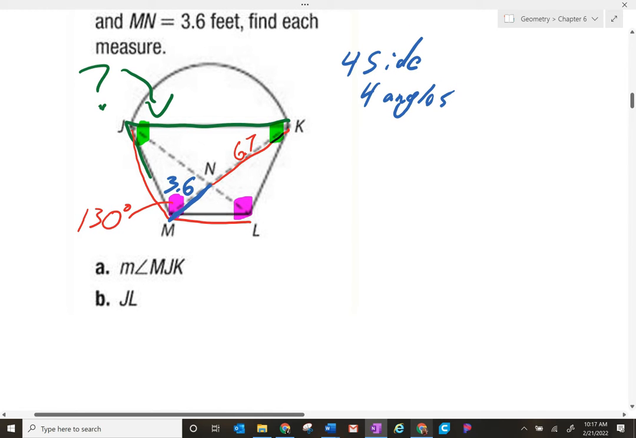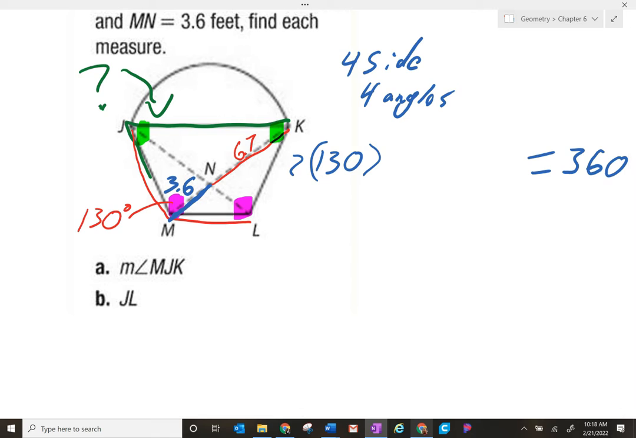So that tells me that in a 4-sided figure, the total of the angles is going to equal 360 degrees, right? I know one of my angles is 130. Actually, 2 of my angles are going to be 130. So I've got these ones down here are both 130.